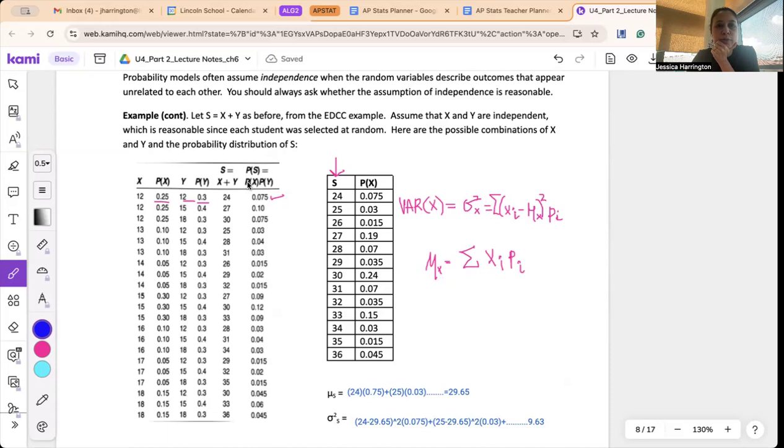And how did they get that, right? So that's where you had to multiply. So the probability of X times the probability of Y. So this is 0.25 times 0.3. That's how they got that. Here it's 0.25 times 0.4, and they got 0.10.